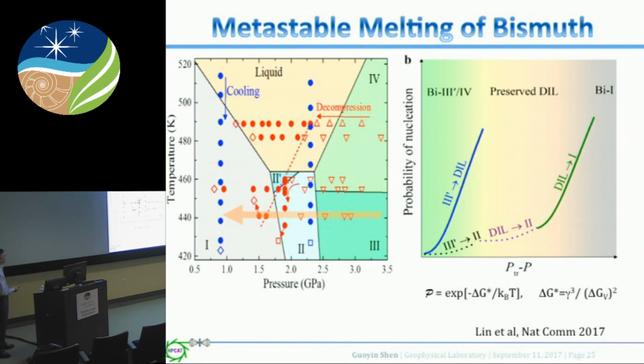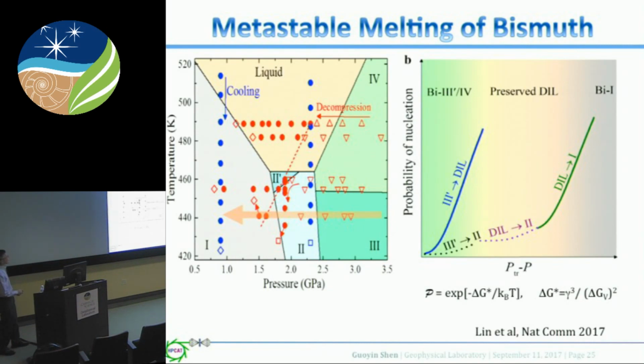So this goes towards the right, which means that the pressure gap is getting bigger and bigger. And then this probability, of course, is related to a kinetic energy barrier. And this barrier is related to gamma, the interfacial energy, and delta GV, which stands for the energy difference between two phases.